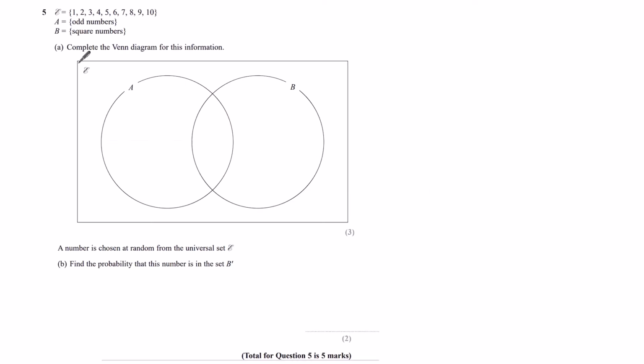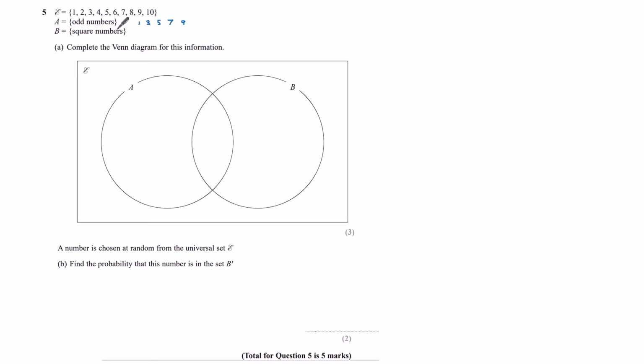Question 5. We have a set here containing 1, 2, 3, 4, 5, 6, 7, 8, 9, and 10. A is the set of odd numbers and B is the set of square numbers. Part A, I want to complete the Venn diagram for this information. And so what I need to do to be able to put the numbers inside each of these sets, I need to know which of these numbers are odd numbers and which are square numbers.